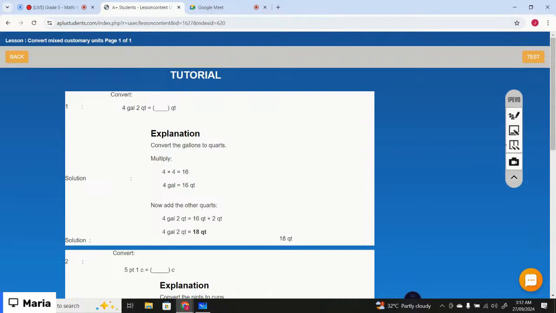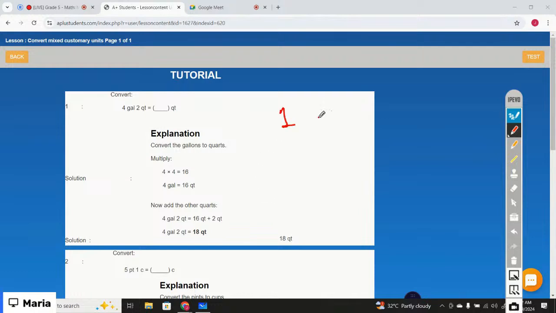That is 4 gallons, 2 quarts. You need to convert it to quarts, right? So 1 gallon equals 4 quarts. You need to use the basic conversion units to convert them. So convert this 4 gallons to quarts. First you have to do 4 times 4, that equals 16 quarts. And you already have 2 quarts here. So 16 quarts plus 2 quarts makes 18 quarts. So the answer is 18 quarts.